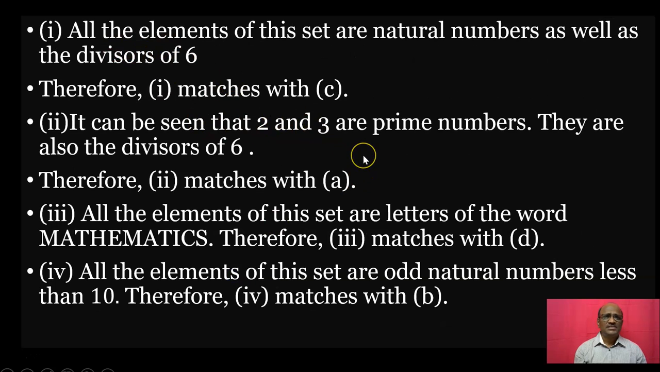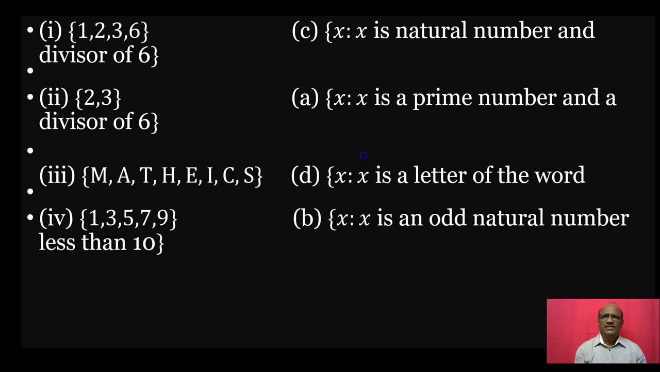All this is the description. You can see this here, and these are the correct pairs. {1, 2, 3, 6}: x is a natural number and a divisor of 6. {2, 3}: x is a prime number and a divisor of 6. Next is the word mathematics, that is, the letters of the word mathematics. And the next is {1, 3, 5, 7, 9}, that is, x is an odd natural number less than 10.